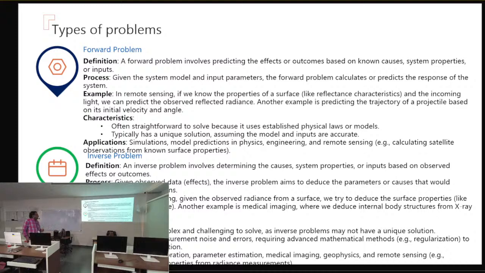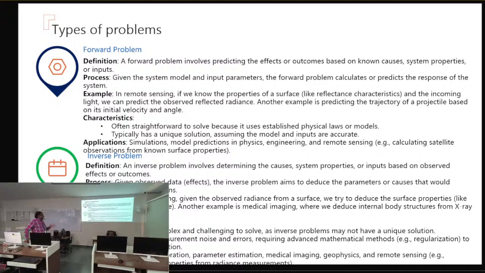So the example is, you are predicting the trajectory of a projectile based on its initial velocity and angle. For a projectile, if I know the initial velocity and angle, I can predict the direction it takes. So this is a forward problem. I know the inputs, the system properties and the causes, and then I will only be predicting the outcomes or the effects.